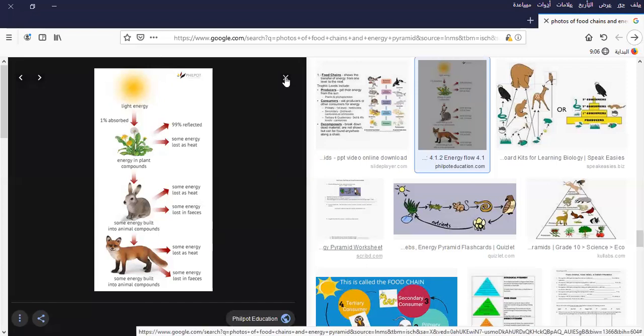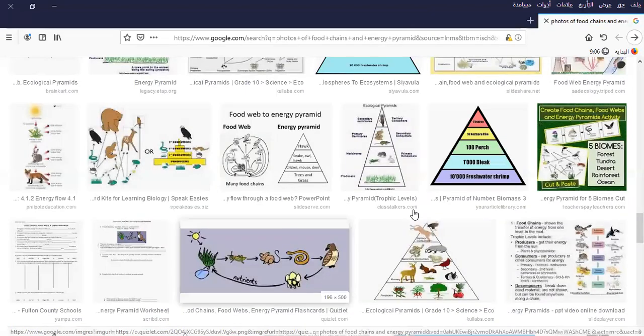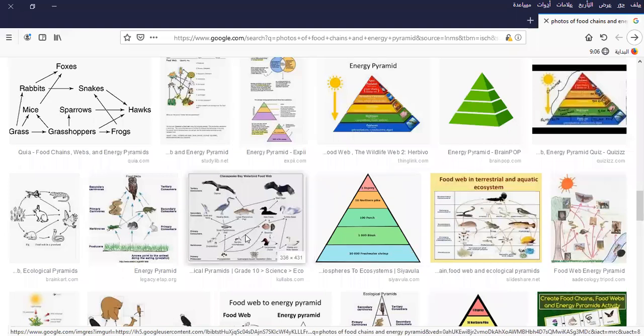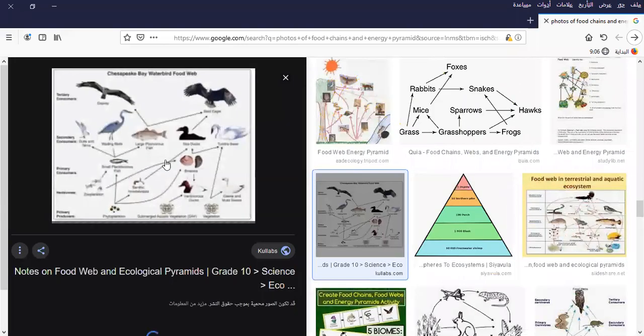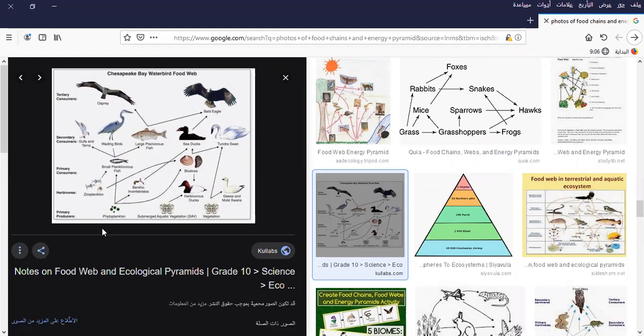Let's see the definition. Okay, I saw the food chain. Let's see this one. This is a group of overlapped food chains. This is what? Food web. Yes, food web. I was just about to tell you food web. A group of overlapped food chains. The food chain continuously starts with producers.